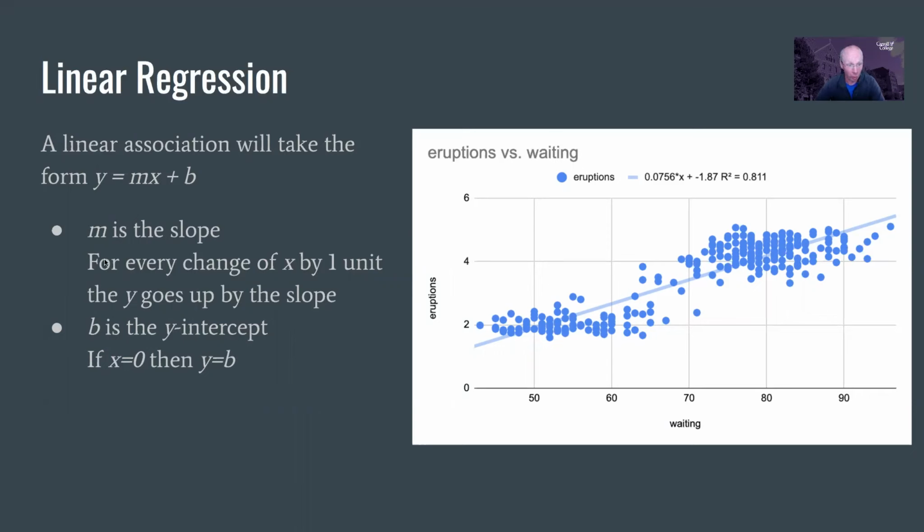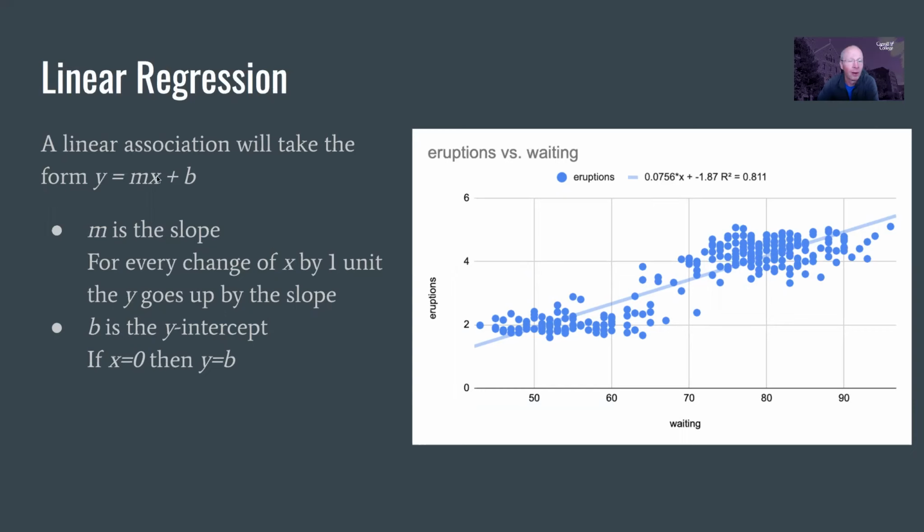Hopefully that's review from good old high school algebra. So we interpret the slope as for every change that the x takes by 1 unit, the y goes up by the slope. So in the example of the Old Faithful data, if I were to change the wait time by 1 minute, so say from like 50 to 51 or 75 to 76 or whatever, then we would expect the eruption time to go up by the slope. So 0.08, okay, fine, 0.0756 minutes.